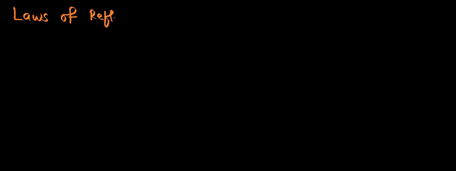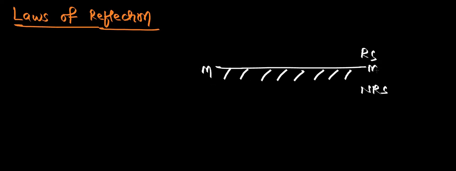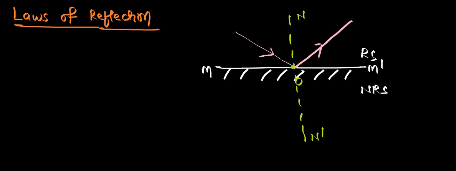When you take the law of reflection, we'll take the diagram once again. This is RS, the reflecting side, this is NRS, the non-reflecting side, and this is the mirror MM dash. Let me consider this as the point of incidence O, and at the point of incidence we'll take a normal, N dash. This is the incident ray, this is the reflected ray, this is the angle of incidence, and this is the angle of reflection.